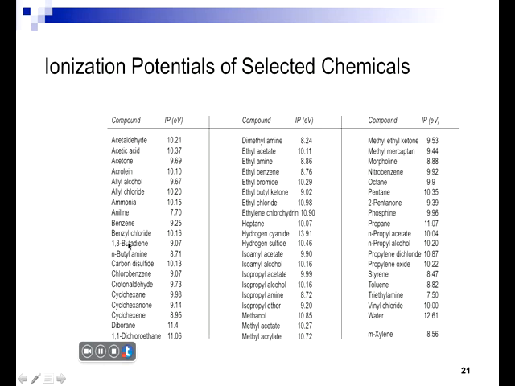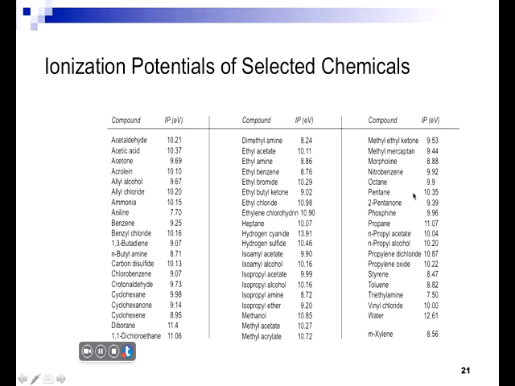And this is a list of a lot of different common chemicals. Like benzene has an ionization potential in electron volts of 9.25. And what that means is if you hit benzene with 9.25 electron volts of energy, you can create an ion pair. So you have a plus charge and a minus charge, and you can measure that. If you hit it with 8.25, nothing's going to happen. You have to hit it with at least the amount of energy in the ionization potential. And this is a chart of ionization potential for common chemicals.